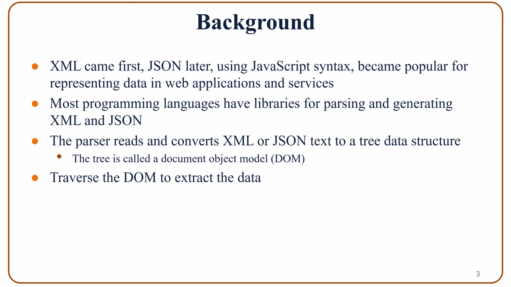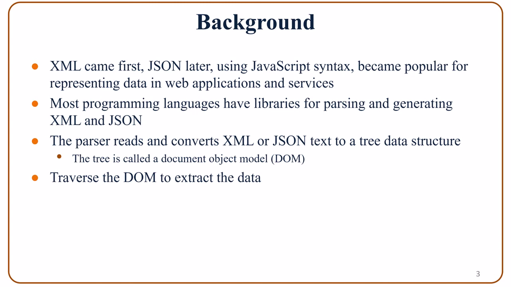It was used between websites for data transfer, and between websites and applications for data consumption. For example, we can write an application that queries XML data and stores the data in a database. JSON came later using JavaScript syntax, and it has become more and more popular for representing data in web applications and also web services. Nowadays, most programming languages have libraries for parsing and generating XML and JSON data.